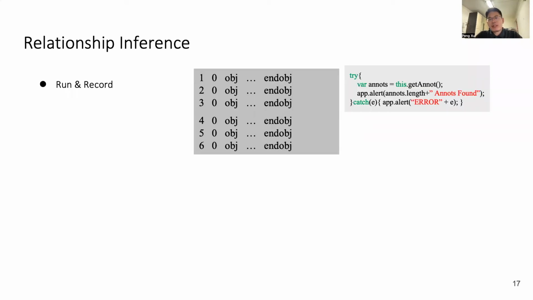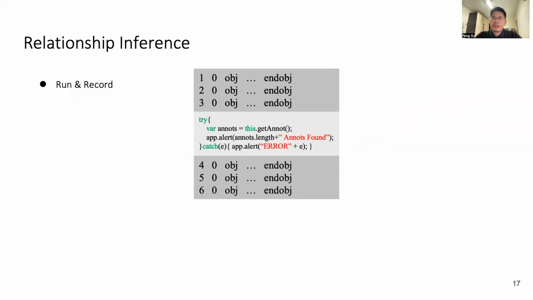The second part of our solution is relationship inference. We take two steps to infer the relationship. In the first step, we do execution logging for all samples and divide them into two sets, success set and failure set. Specifically, we prepare a testing code and insert the testing code into the orange sample.